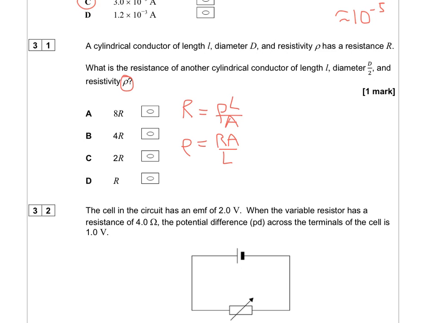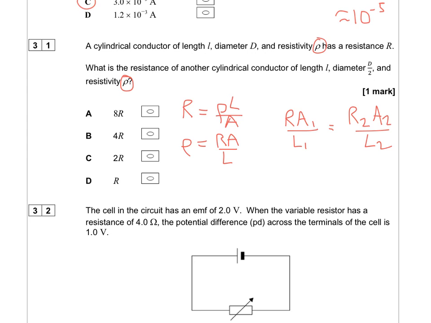Now, the resistivity is the same, so we can equate the two equations for resistivity. So the resistance of the first one, which it tells you is R, would be resistance times the area divided by the length, and that's going to be equal to the resistance of the second one times the area of the second one divided by the length of the second one.